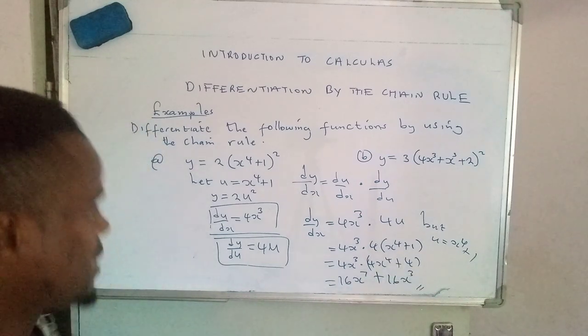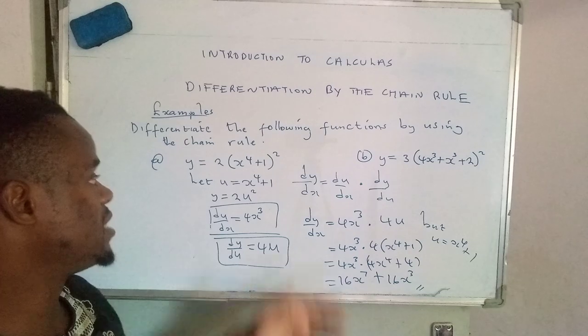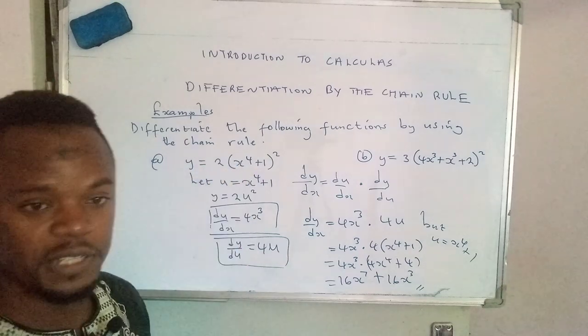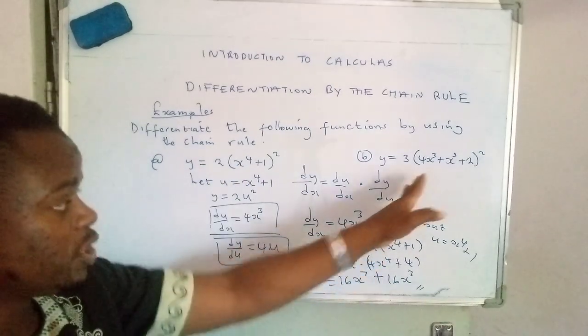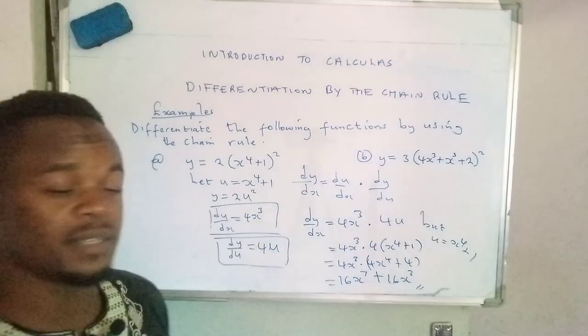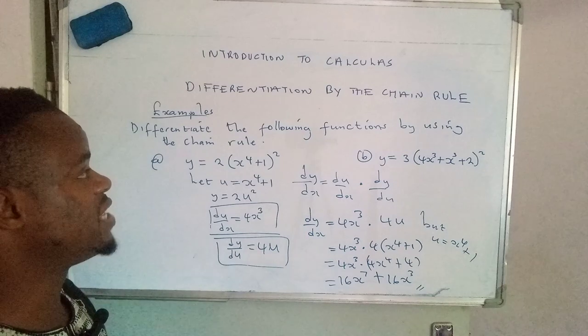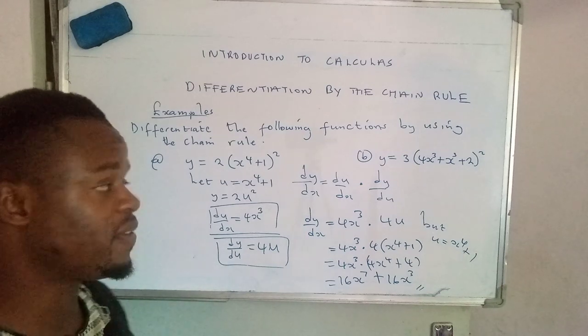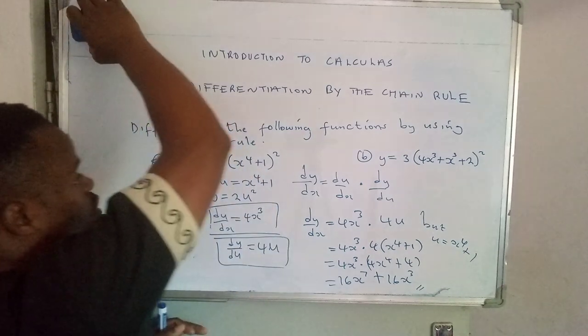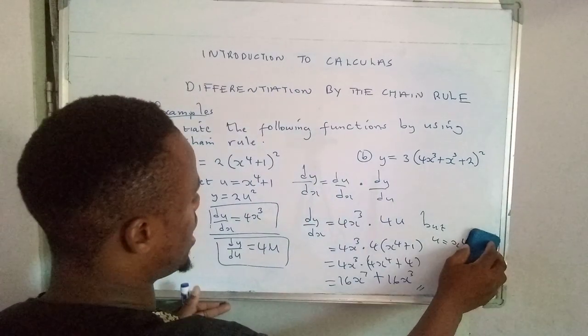So that is actually the derivative of the composite function, which is here. That's how you go about it. Let's look at the second example. When we do the second example, you'll be able to answer any problem that has to do with differentiation of functions or composite functions by virtue of applying the chain rule.